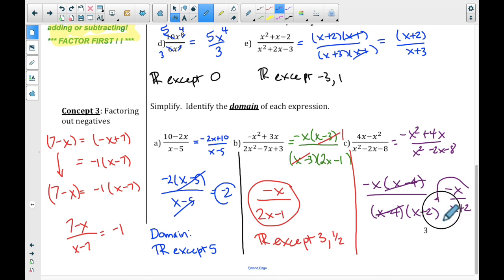Now you may be wondering, can I cancel those x's? No. Why not? Because they're adding and subtracting, they're not factors. Last thing is domain. The domain is all real numbers except, well, I only look at my denominator and I have an x minus 4 and an x plus 2. So those are my exceptions.